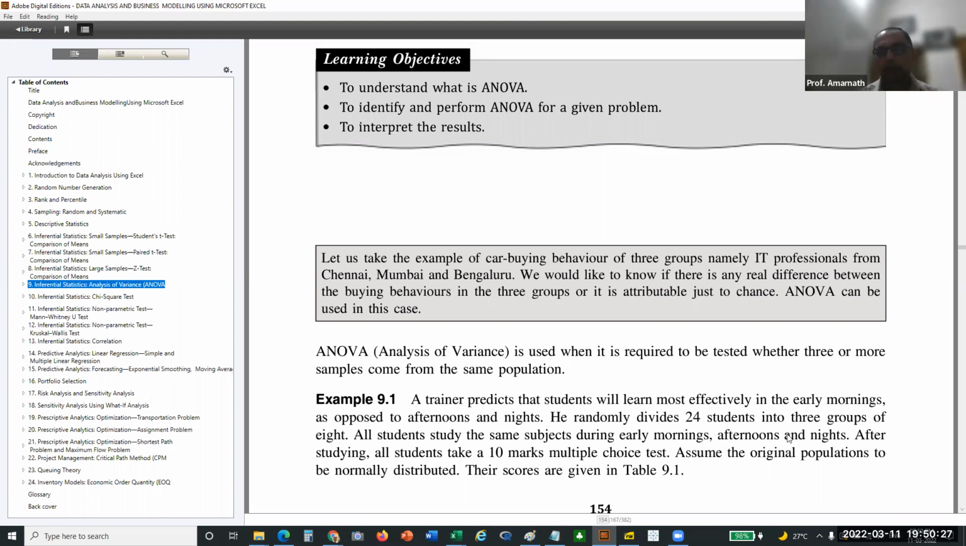It was for Toyota itself. That's how we do it. So now we have many groups, beyond 2 is what we try to do. Car buying behavior of 3 groups. That's one kind of an example to really conceptualize the problem.